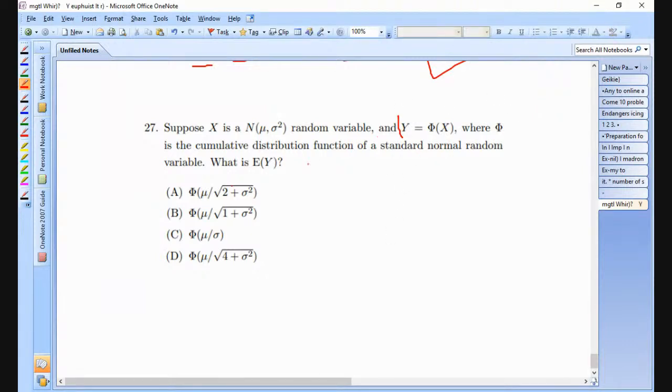So the 27th problem is the following. X is normal with mean mu and variance sigma square. Y is equal to phi of X. What is the expectation of Y? Okay, so here you have to use integration.